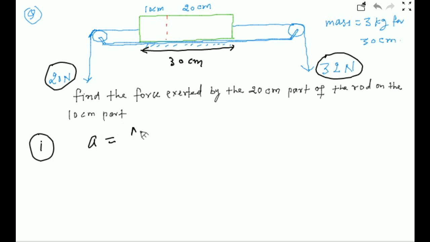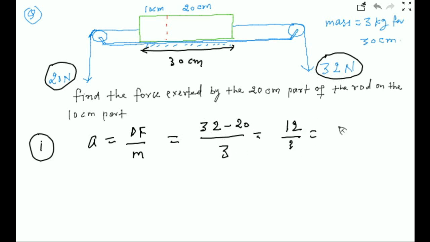That acceleration is the net force divided by mass. Here is 32 Newton, and this side is 20 Newton. So what is the net force? 32 minus 20, and the total mass is given as 3. So that is 12 by 3, 4 meter per second square. Suppose this is the A part and this is the B part. So A part is also moving with 4 meter per second square, and B is also moving with 4 meter per second square. So find the force between the two.